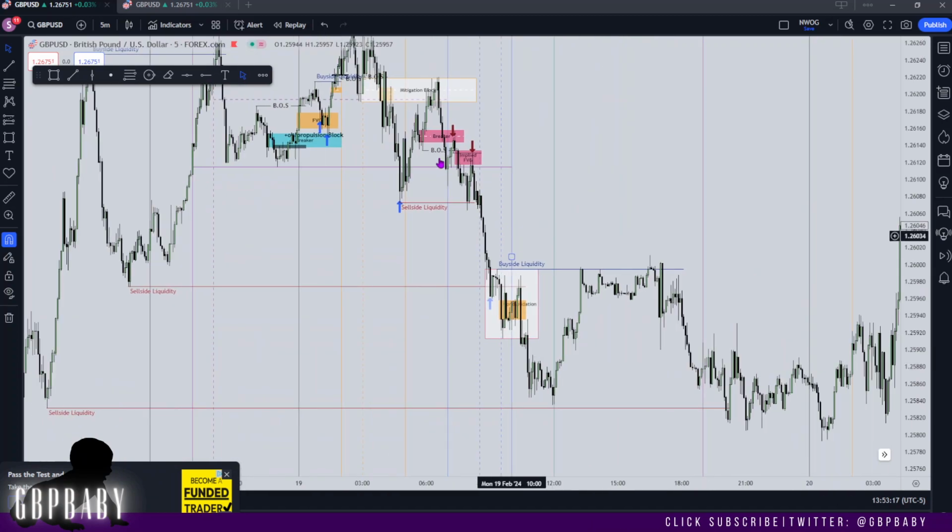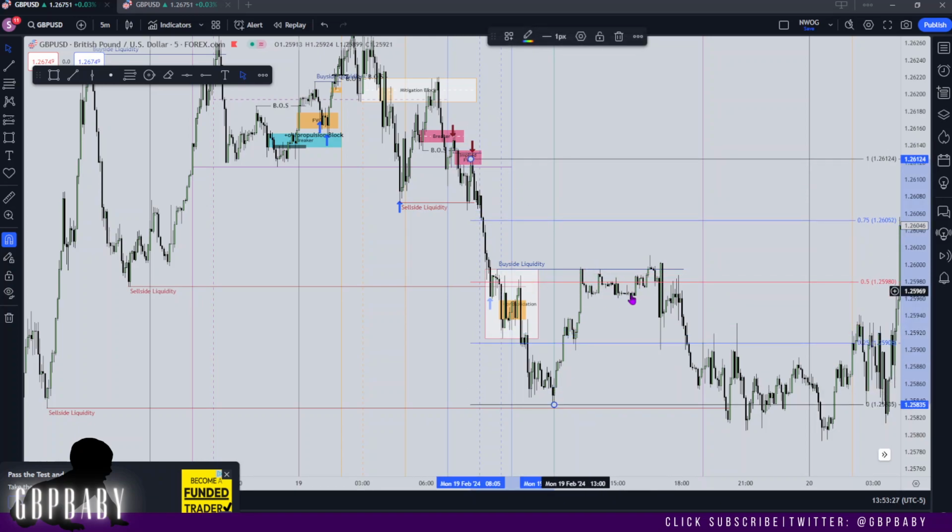pretty much returning to equilibrium off the range, which again is typical of price. We've got a range from this high to this low. Take a look at it, and you'll see that we come back to the midpoint. See how we consolidate at that midpoint from this range? Beautiful.